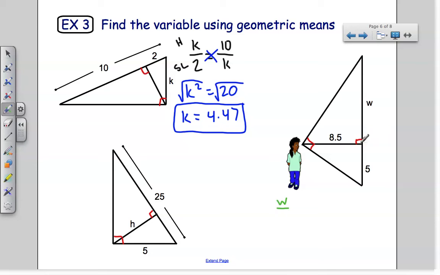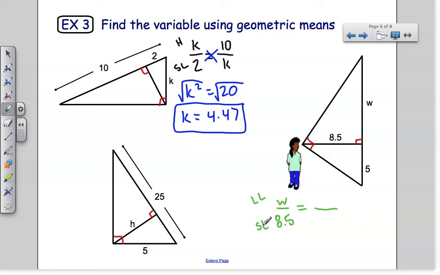I would look at W being in this triangle here. So the only other side that I know in that triangle is the 8.5. So I know I'm going to use that. But I have to identify, what parts do I have? Short leg, long leg, hypotenuse. In this triangle, W would be the longer of the two legs, so LL for long leg. 8.5 in this triangle is the shorter of the two legs, so SL.